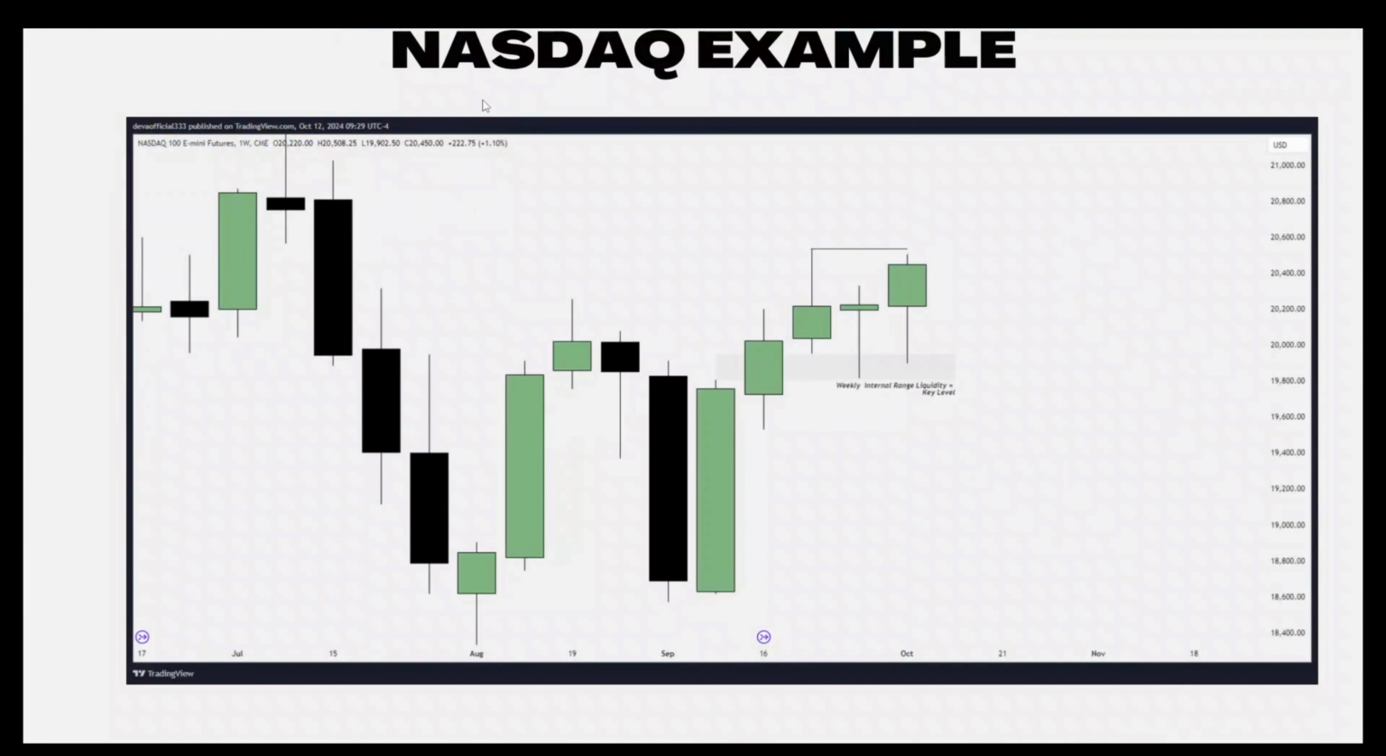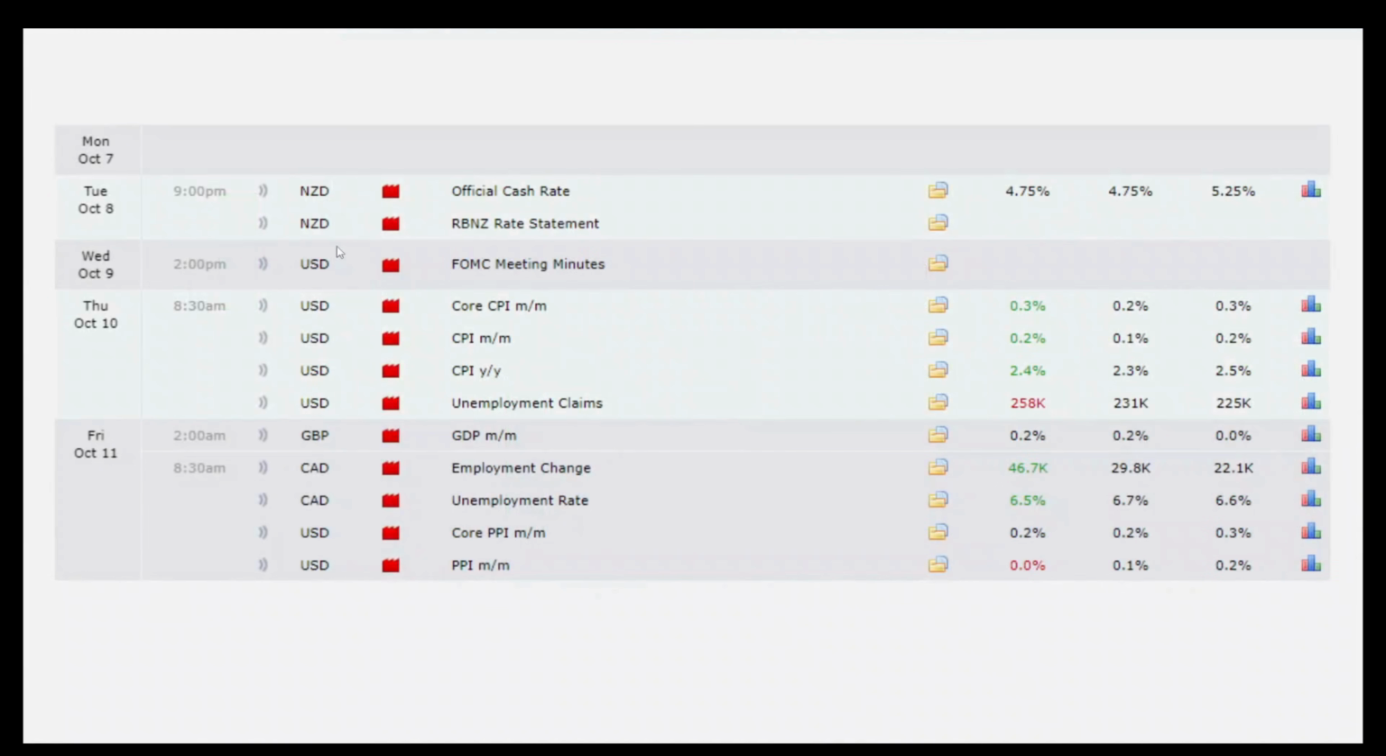So we've got the NASDAQ example here. We've got the weekly internal range liquidity tag, and then we closed above the range, and we've got the weekly order block also. We've got the next weekly candle as an open, low, high, and then a close. We should anticipate it. We've got the economic calendar. No news on Monday, no news on Tuesday. Wednesday FOMC, which will be a PM session play. We've got the CPI on Thursday. This is also a post-CPI play, where very high probability setups will be formed post red folder. And we've got no news on Friday, which will be a skip for USD pairs, of course.